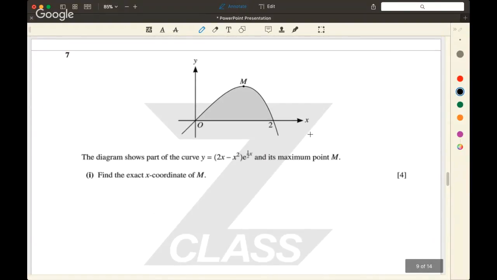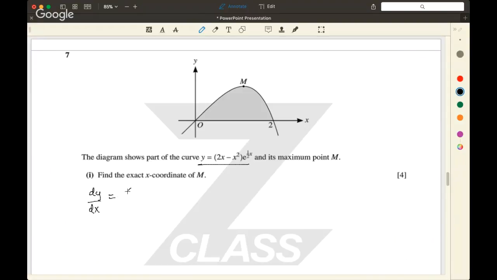Okay, question 7. So this is just integration, and differentiation first, and then integration. We're given this formula for this curve, and we're told its maximum point is m. So if we're finding the coordinates of m, obviously we're going to have to differentiate, because that's how you find maxima and minima. So dy/dx, you just have to use the product rule here.